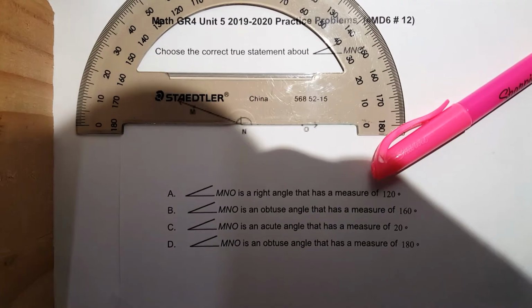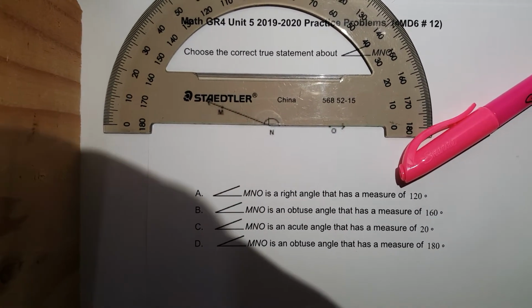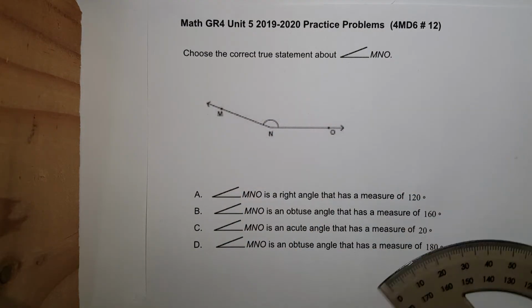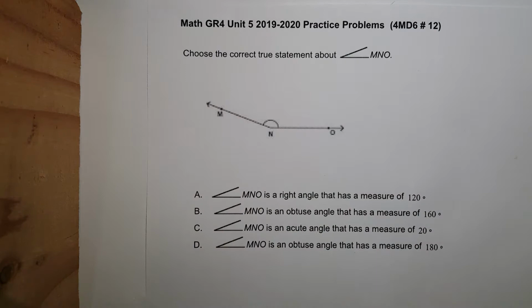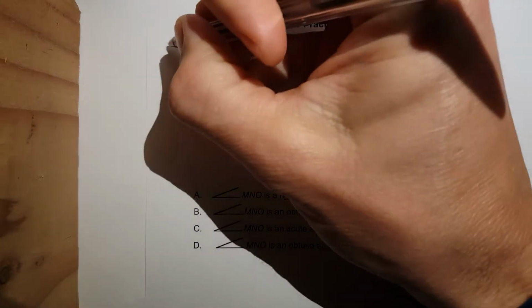And there we go. There is our lovely protractor. I should say number 12.